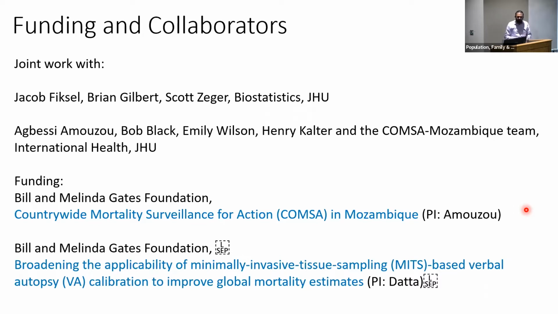several people in the Biostat department. My collaborators are Jacob Fixel, who was my former PhD student, Brian Gilbert, who is my current PhD advisee, and Scott Ziegler, who is my fellow faculty and collaborator in Biostat. And in the International Health Department, this collaboration is with Agbese Amozu, Robert Black, Emily Wilson, Henry Coulter, and the entire COMSA Mozambique team. That's the main project that I'm going to be talking about today. This work is funded by 2 grants from the Bill and Melinda Gates Foundation. The main grant was on the COMSA project in Mozambique, with Agbese being the PI. And then, as Li pointed out, we recently received another grant to specifically expand on the statistical aspect of the work and extrapolate it to other countries.